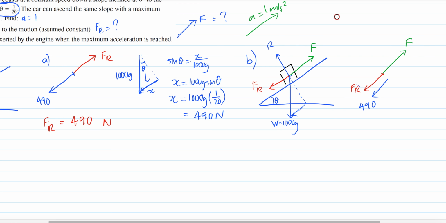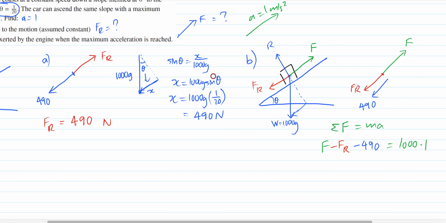In this case, let's calculate what our force is. We know the car is going up, so the force has to be bigger than both of these combined. Net force equals ma, Newton's second law of motion. F has to be bigger than the other two combined, so it's F minus your friction force, and then minus the force going down caused by gravity, which is 490. That equals mass, which we know is 1000, times acceleration, which going up is 1 meter per second squared. So just plug in the numbers.